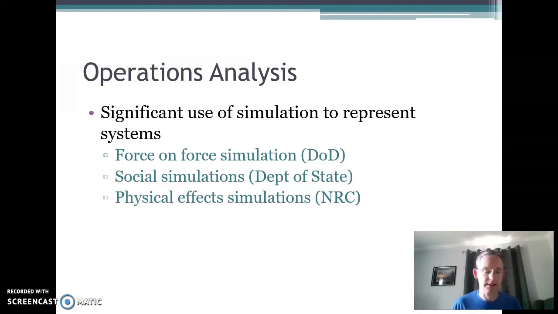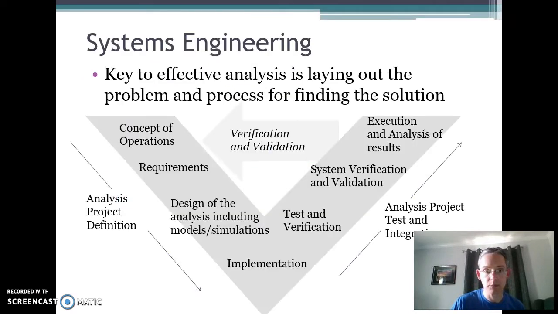Operations analysis then takes this. This is the next kind of analysis. Here you're looking at we're going to represent systems and basically use simulation to represent those. There's force-on-force simulations. We do this in the Defense Department a lot. Social simulations, I think Department of State, and measuring overall sentiment of different areas. Physical effects, so right down to the physics, that they might be doing simulations with for systems that they deploy. All those are operations analysis.